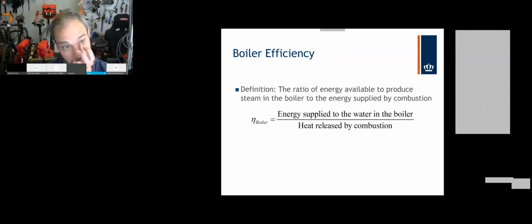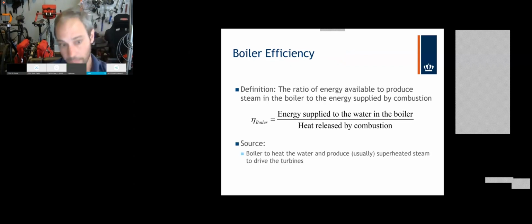So after the combustion has occurred, energy's been released. However, it's in contact with the water, probably with a heat exchanger. We want to get that into the water to boil it. If the boiler is not insulated, we lose some of that to the surroundings, and that's not ideal. Source: the boiler heats the water and produces usually superheated steam to drive the turbines. That's the main thing, because the furnace and the boiler are kind of intertwined.